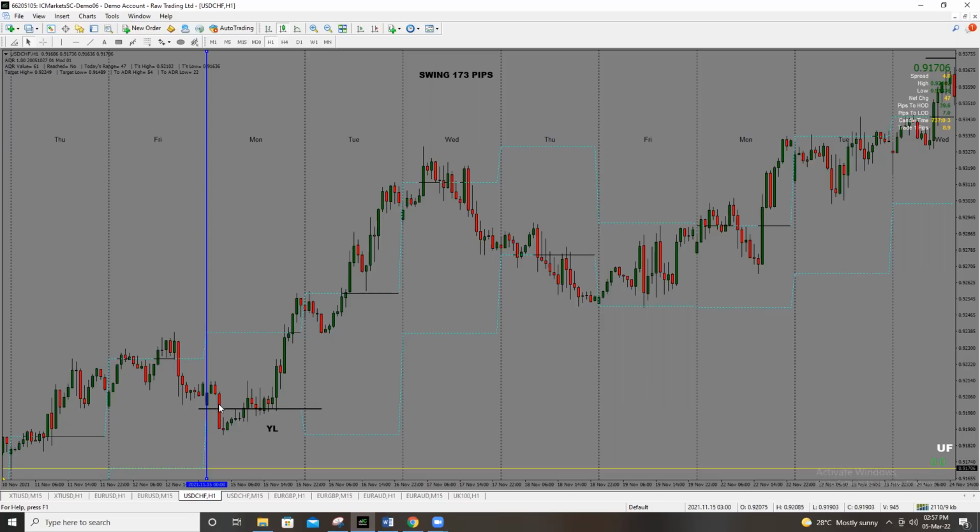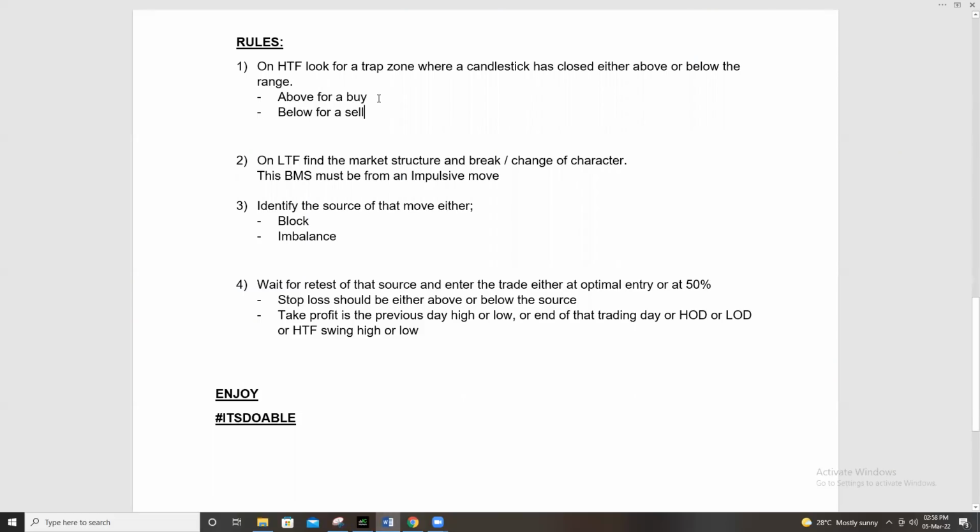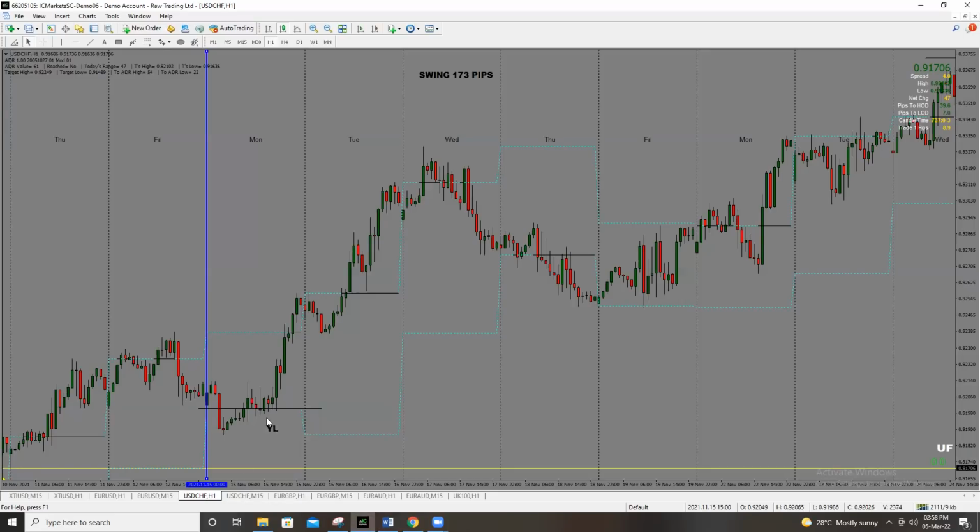So here I have yesterday's low and I have this candlestick. Can you see this candlestick here? It has closed above this black line, which is showing my yesterday's low. So it has closed above. And that is all that I need on step one. A candlestick closing above my range. That is rule number one, above for a buy. So my step number one has been met. So what do I do next?